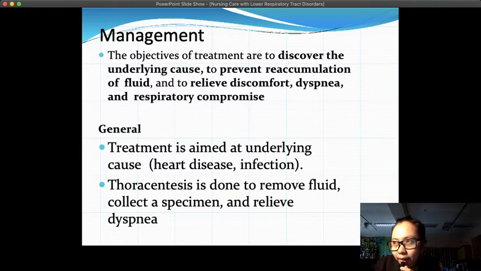So, management. Alright, the objectives of treatment are to discover the underlying cause, to prevent reaccumulation of fluid, and to relieve discomfort, dyspnea, and respiratory compromise. So general treatment is aimed at underlying cause, heart disease and infection, and thoracentesis is done to remove fluid, collect a specimen, and relieve dyspnea.